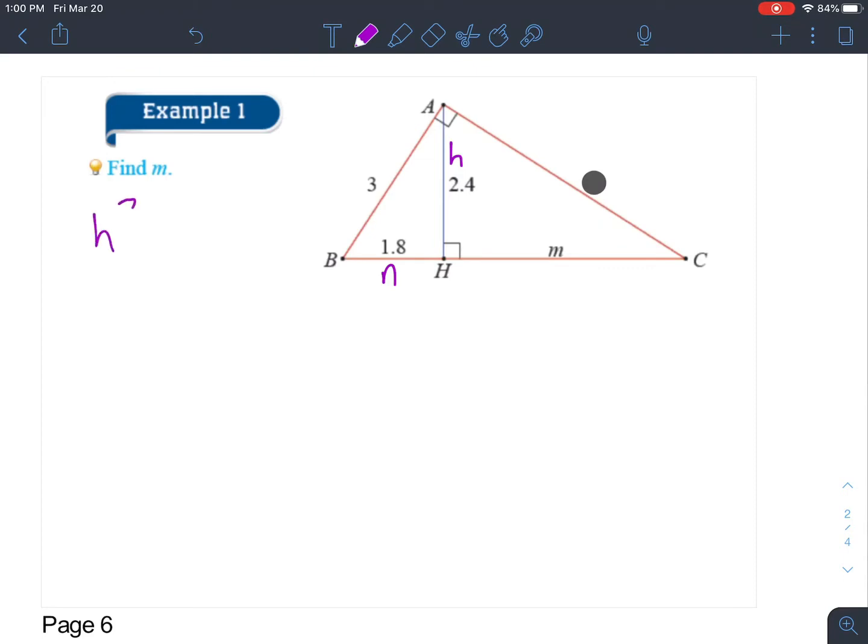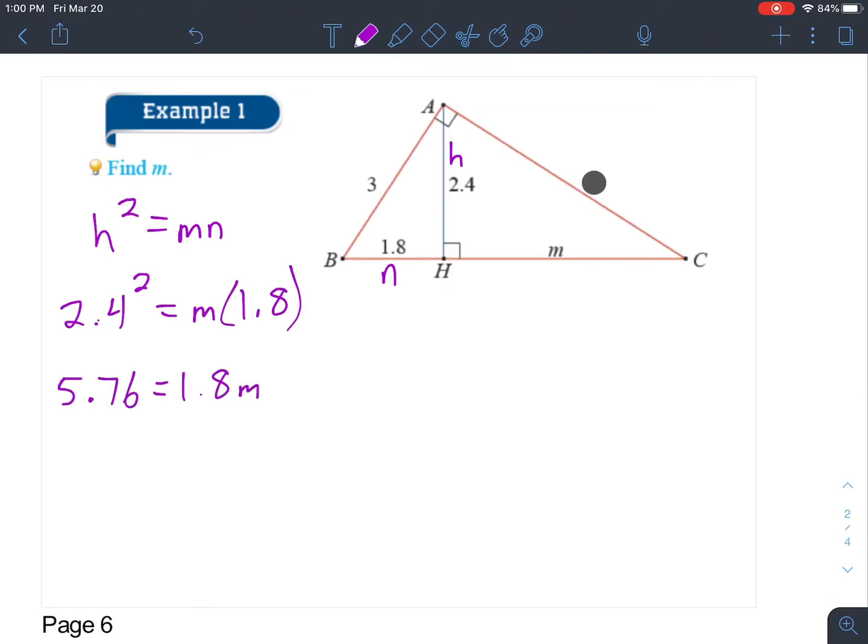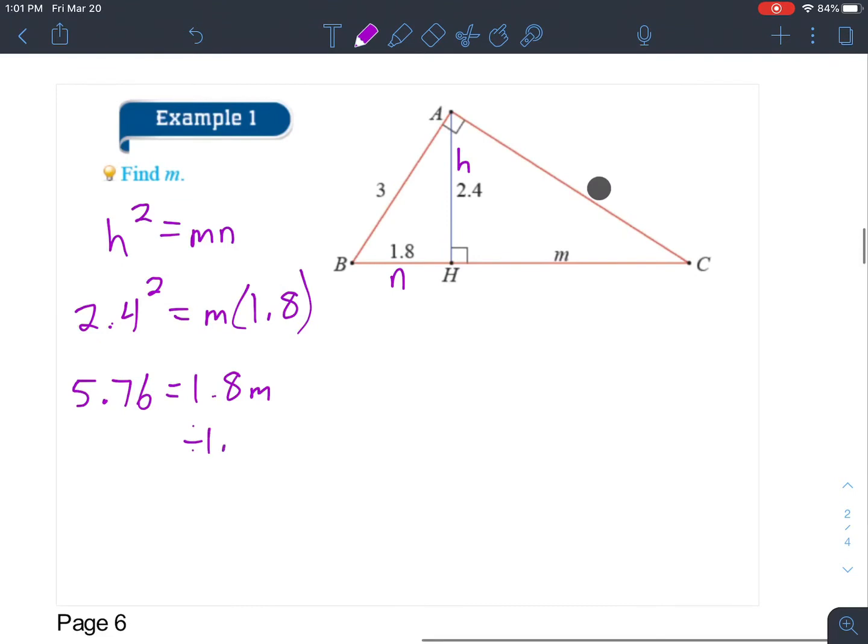So we know from our formula, H squared equals M times N. So we should go ahead and put in our values. 2.4 squared equals M times 1.8. Now, 2.4 squared is 5.76. We should divide by 1.8, and we get 3.2 as the answer.